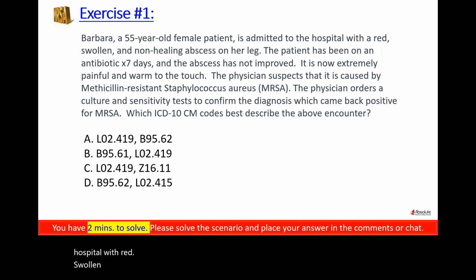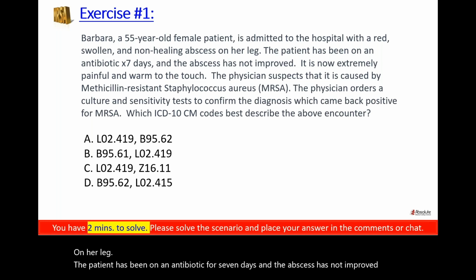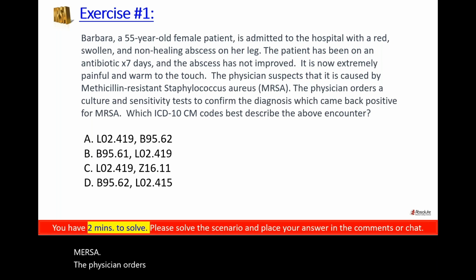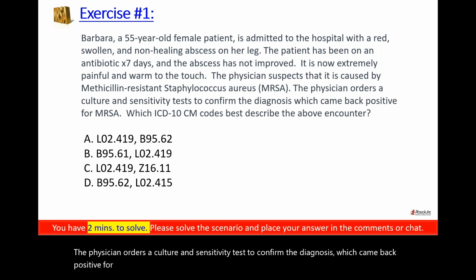Barbara, a 55-year-old female patient, is admitted to the hospital with red, swollen, and non-healing abscess on her leg. The patient has been on an antibiotic for 7 days, and the abscess has not improved. It is now extremely painful and warm to the touch. The physician suspects that it is caused by MRSA. The physician orders a culture and sensitivity test to confirm the diagnosis, which came back positive for MRSA.